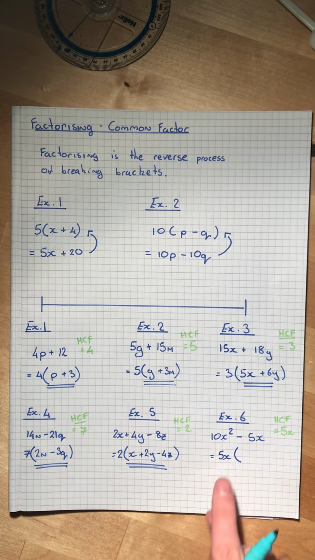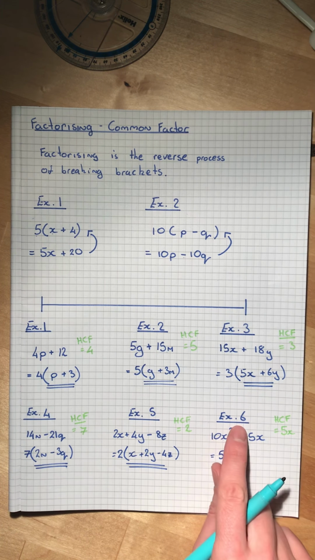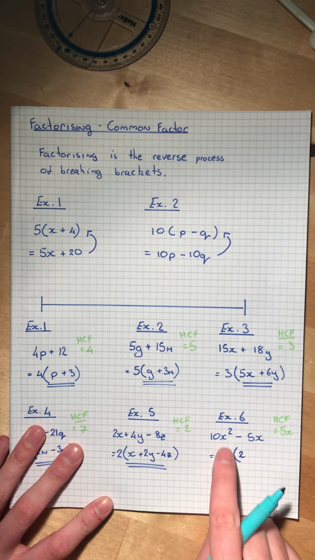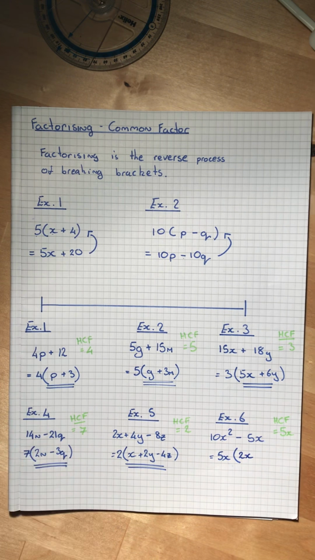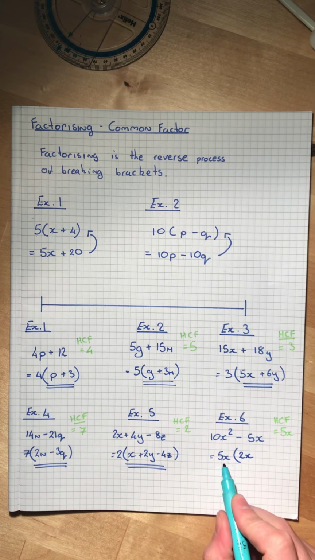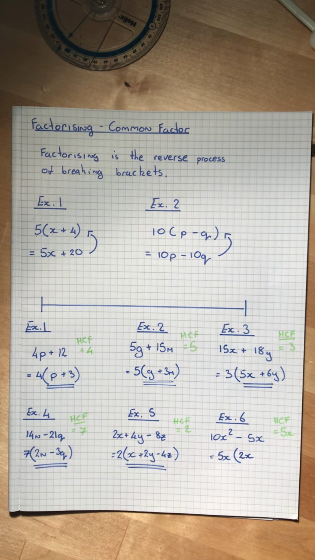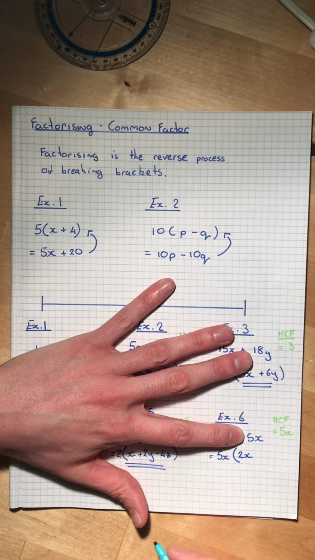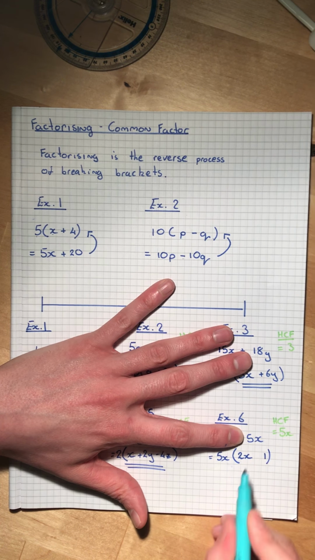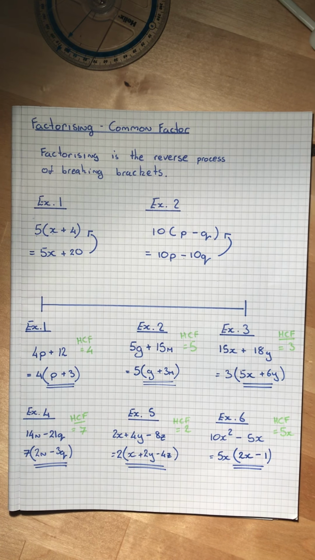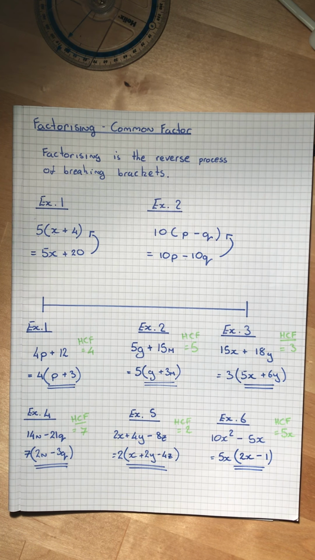And then we just think 5x times what gives 10x squared? Well, 5 times what gives 10? 2. And x times what gives x squared? X times x gives x squared. So 5x times 2x, we have 10x squared. 5x times what gives negative 5x? Imagine that was a positive. 5x times what would give you 5x? Would be 1. And then you've got the negative, so you just put a negative there. That is quite a challenging one, but I think you'll be able to do it. So that is how we factorise using a common factor.